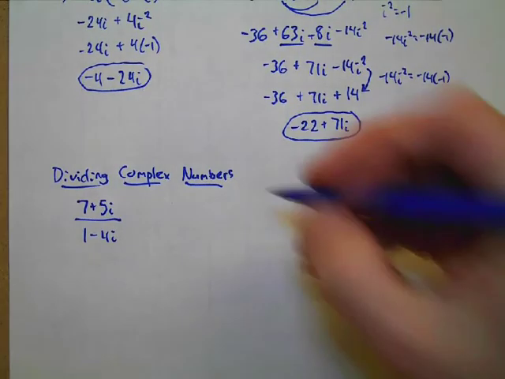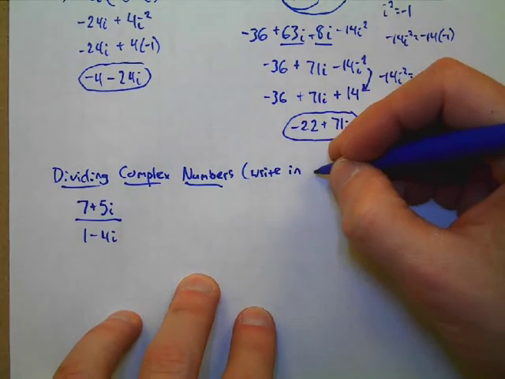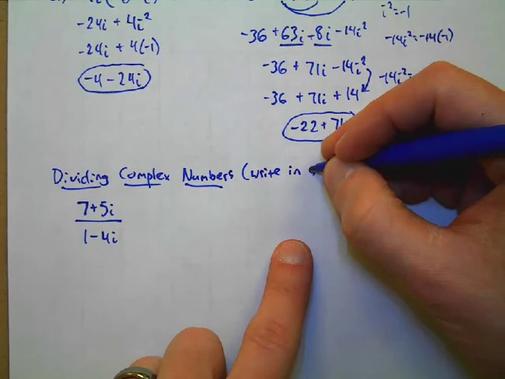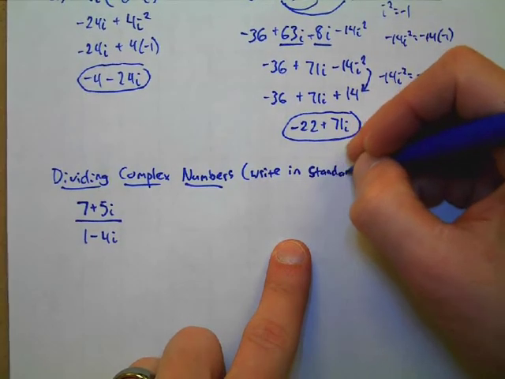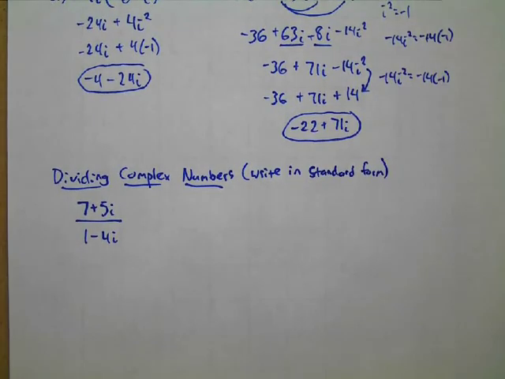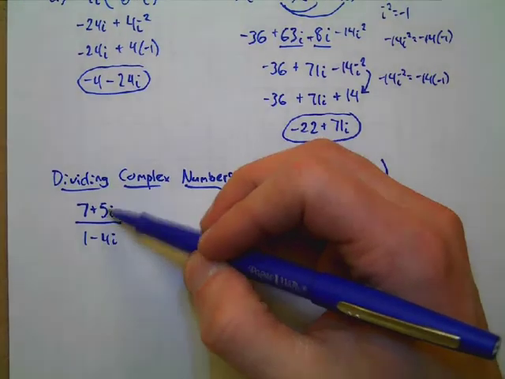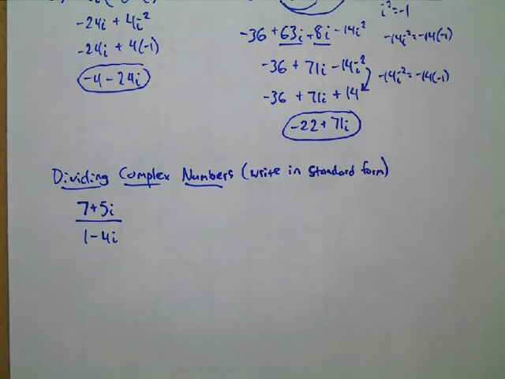Okay, and our goal here again is to write in standard form, and standard form is that complex number form. Okay. So can I just do 7 divided by 1 and 5 divided by negative 4 here? No. Because it's never that easy, Mr. Whitmire. And that would be bad math.